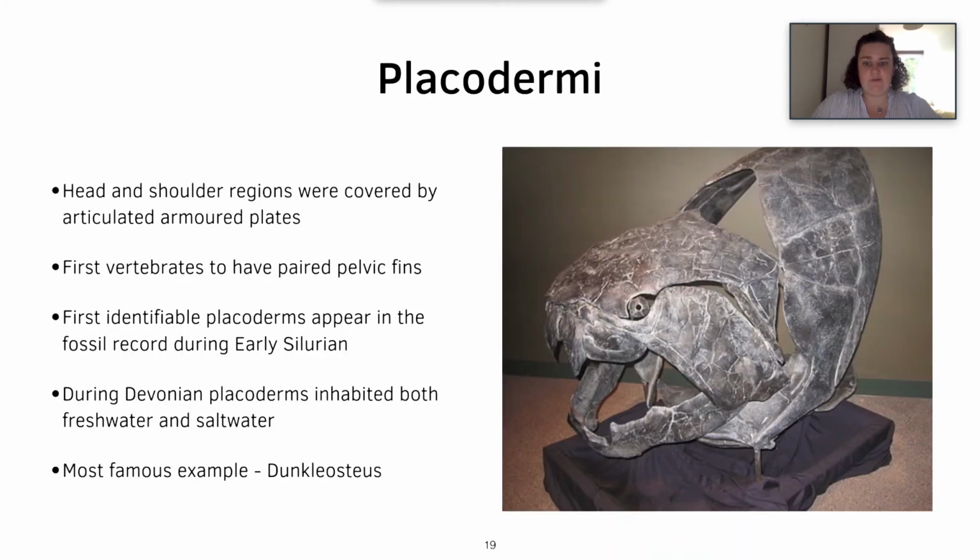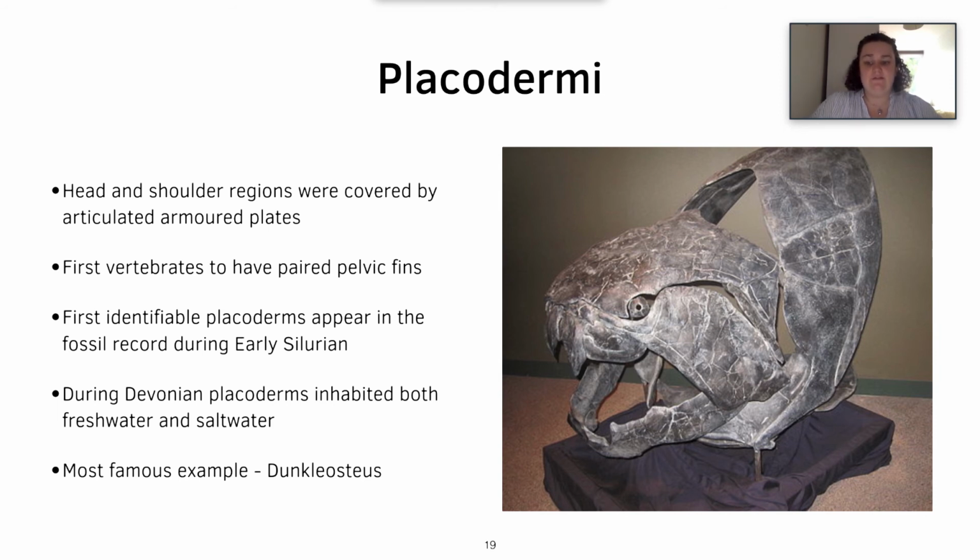So first we move on to the Placoderms, and these are really famous. The most famous example is Dunkleosteus, which is on the right. It was a massive, massive fish. The head and shoulder regions were heavily covered by articulated armour plates, which meant that these armour plates could move. They're the first vertebrates to have paired pelvic fins. So where your pelvis is, they had fins there.